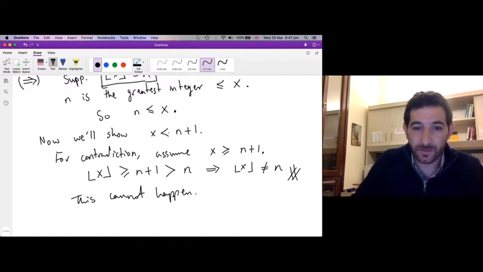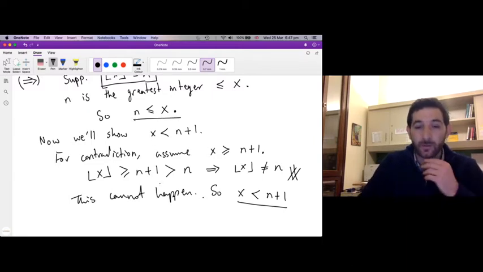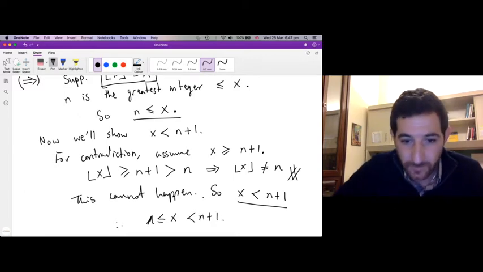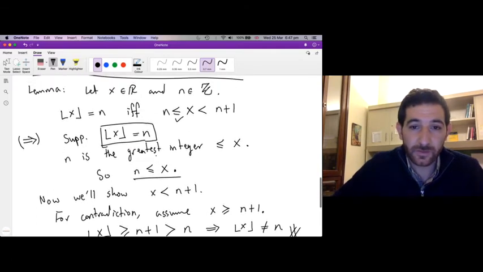And this means that x must be strictly less than n plus 1. So we proved x is strictly less than n plus 1, and we proved that x is bigger than or equal to n. So therefore we proved that x is bigger than or equal to n and strictly less than n plus 1. Okay, this is what we showed. Now this is the forward direction.